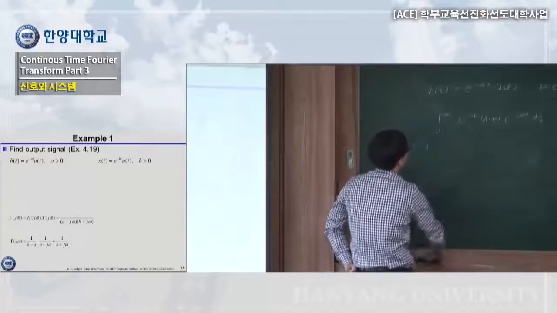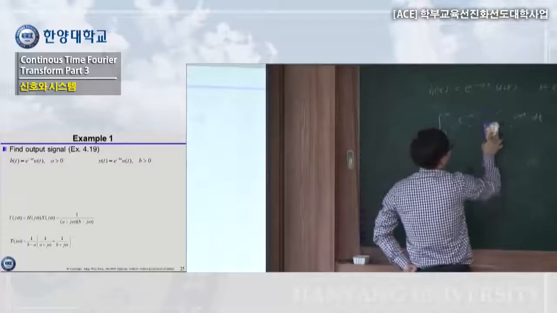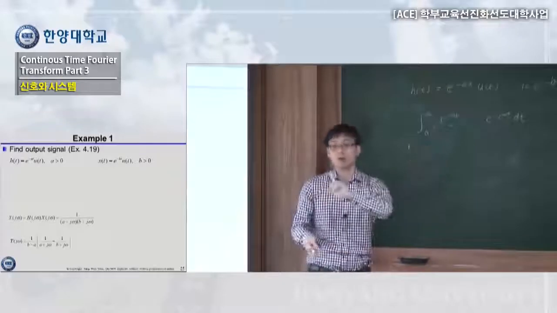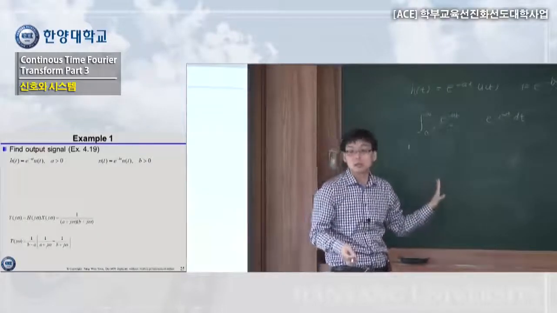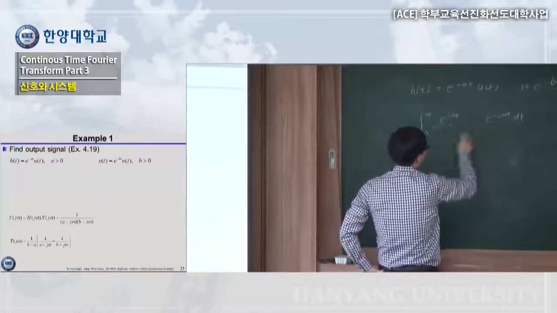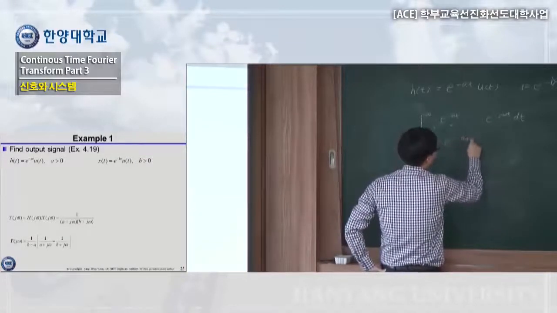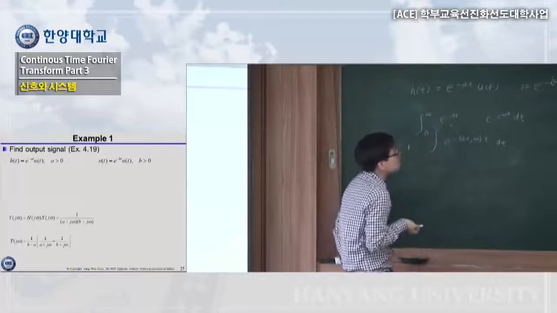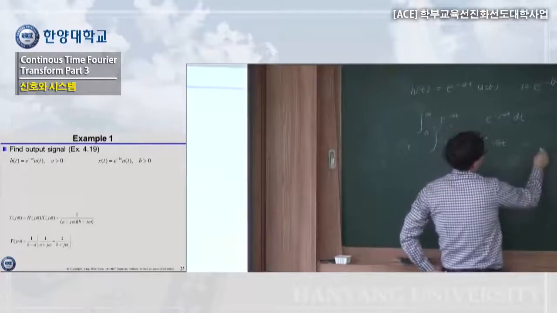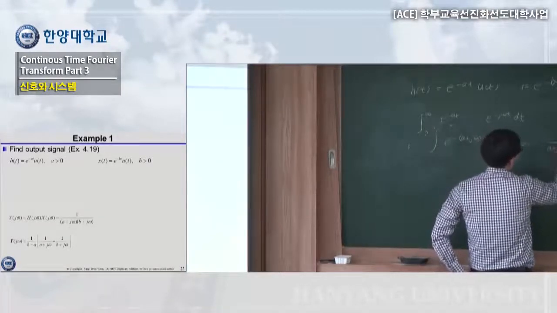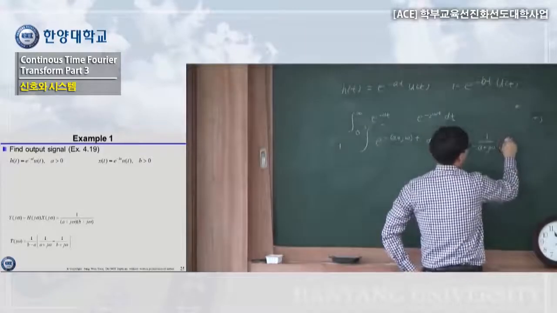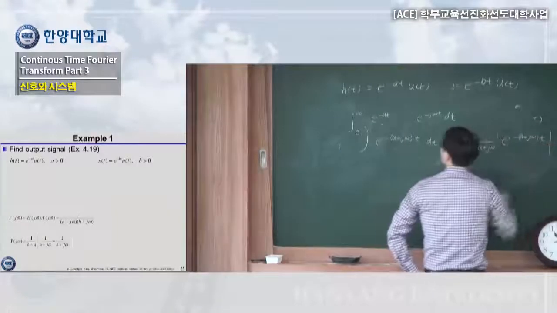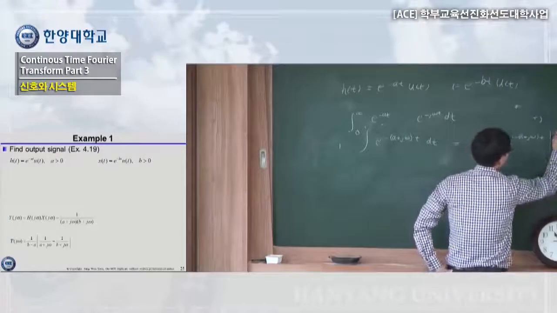So let's change this one to 0 to infinity, like that, right? From 0 to infinity it is 1, and before 0 it is 0, right? So what's the integration of this? The integral of e to the minus (a plus j omega) t dt. What's the integration of this? It will be 1 over minus (a plus j omega), times e to the minus (a plus j omega) t, from 0 to infinity.